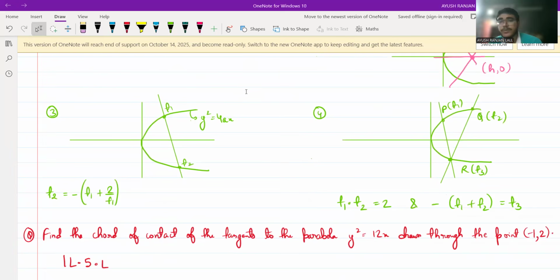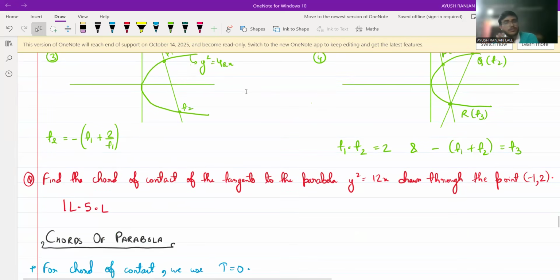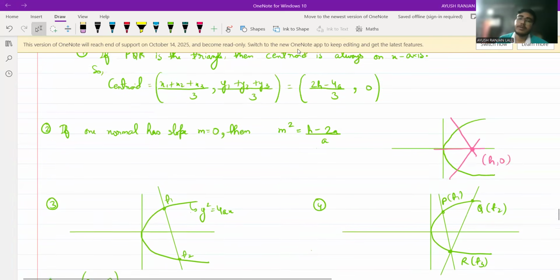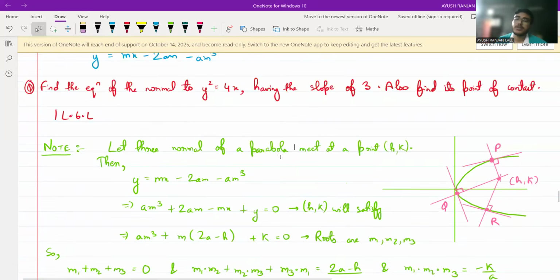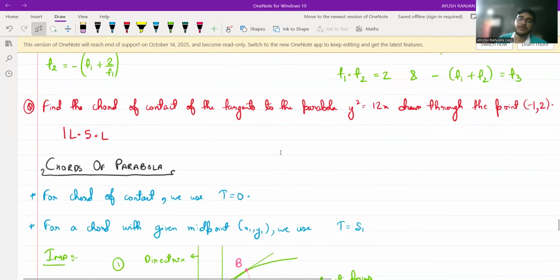The fourth one is if two chords are passing through P and Q, and they pass through R at t3, then what is the relation between t1, t2, and t3? t1 into t2 is equal to 2, and t1 plus t2 is equal to minus t3. So from there, we have completed all this flow. Remember, all these four are important for mains. So basically go through all these four.